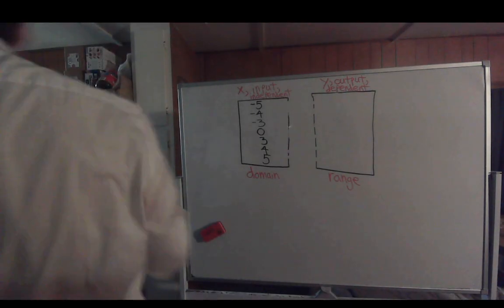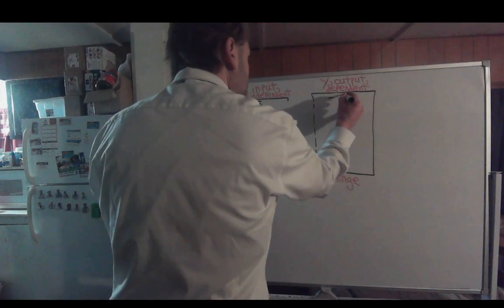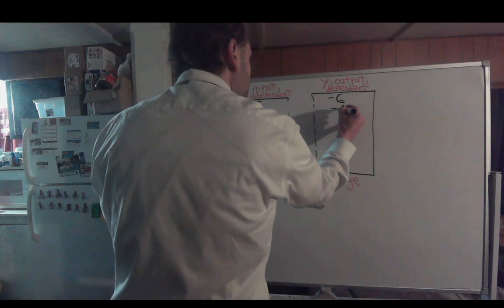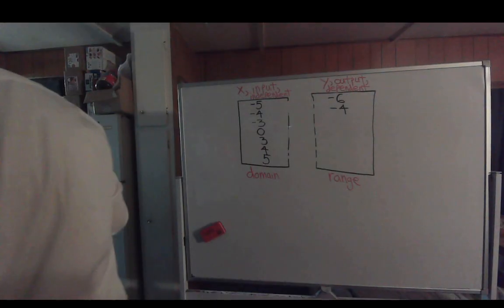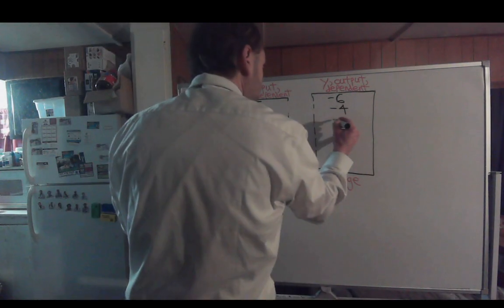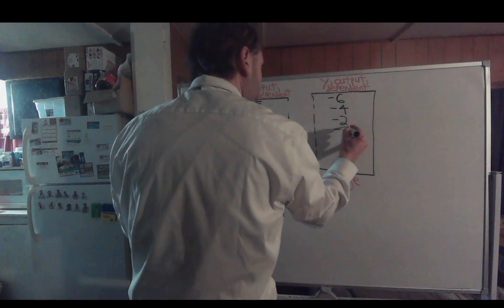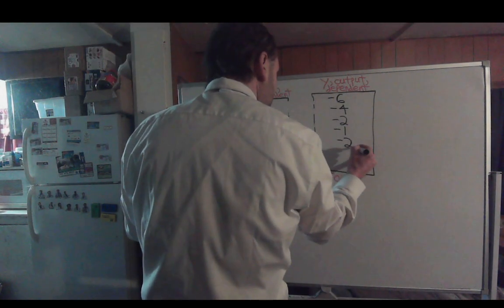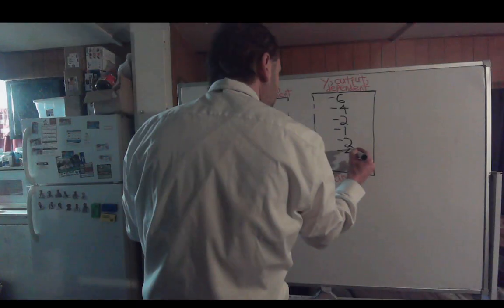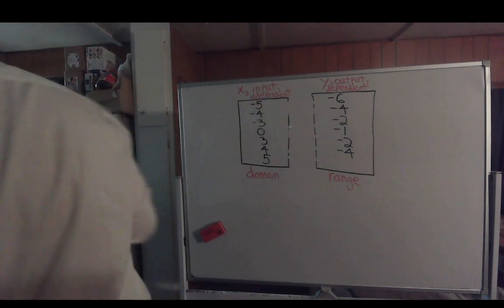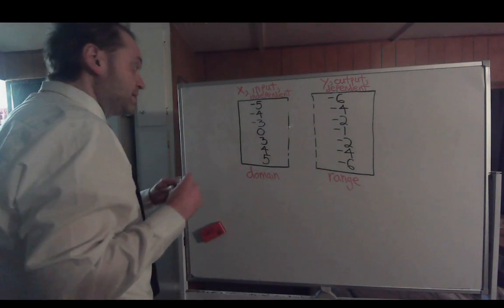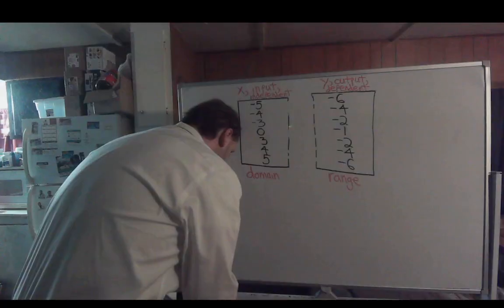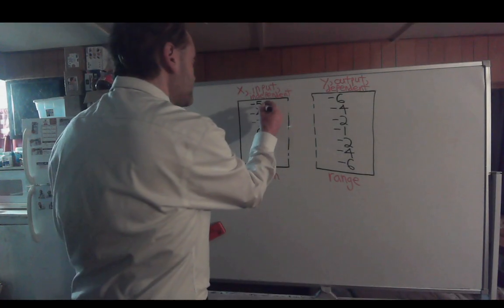What are the values of my range? Let's see, negative 6, negative 4, negative 2, negative 1, negative 2, negative 4, and negative 6. Okay, let me draw these arrows here accordingly.